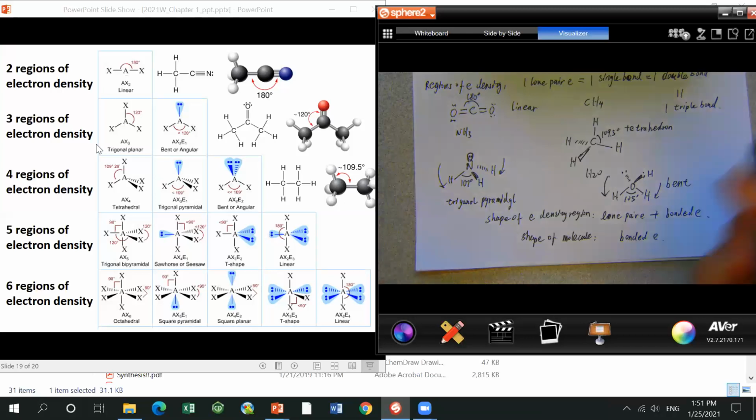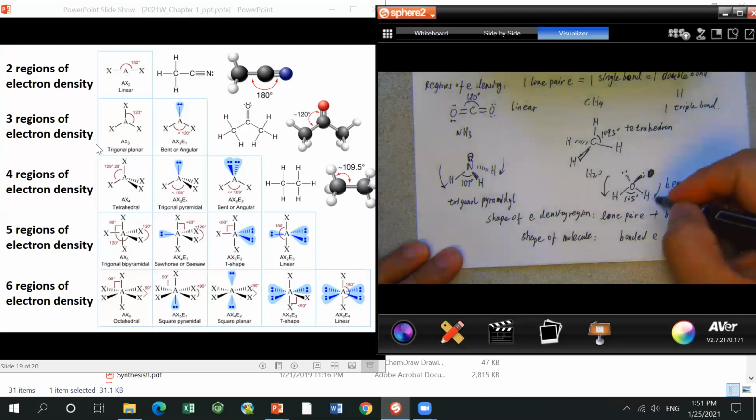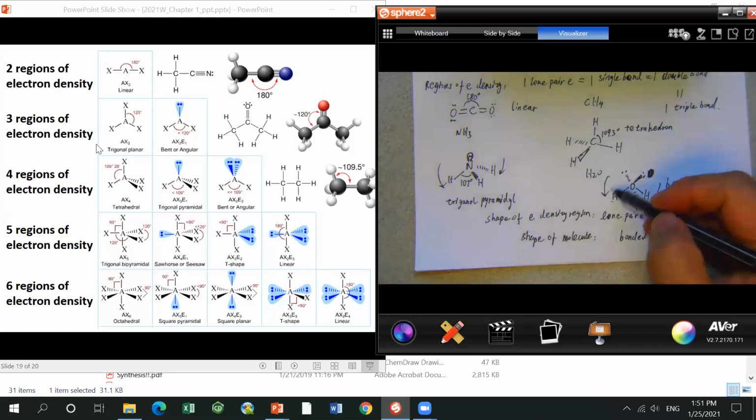So water, this has no extra hydrogen, only two hydrogens. Two lone pairs, two hydrogens.